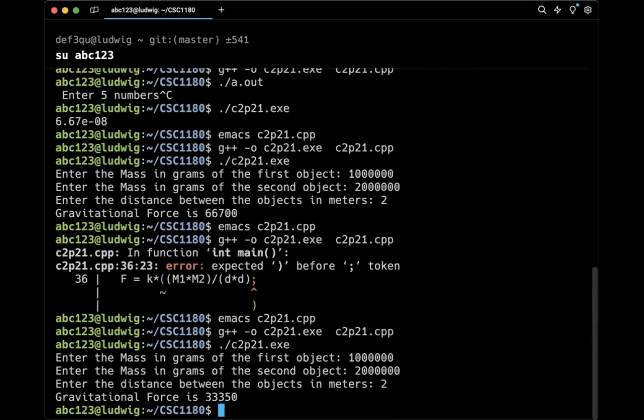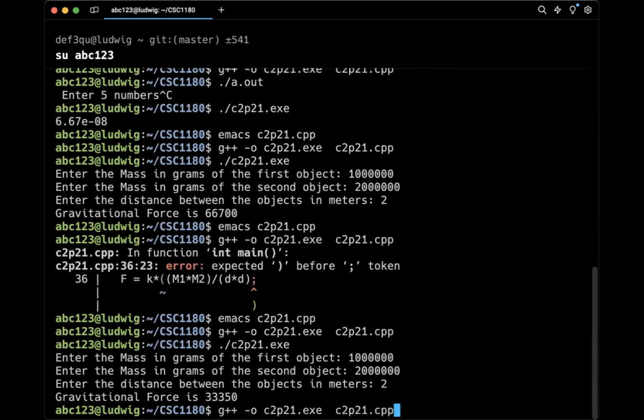Okay, this should be a smaller number, and it is. It's 33,350 is the force. Okay. Now, the next chapter, it'll talk about how we can format this a little bit more nicely. And you may want to say the gravitational force between an object of mass this and mass that. You could make that a lot prettier than that. But that's the basic idea.